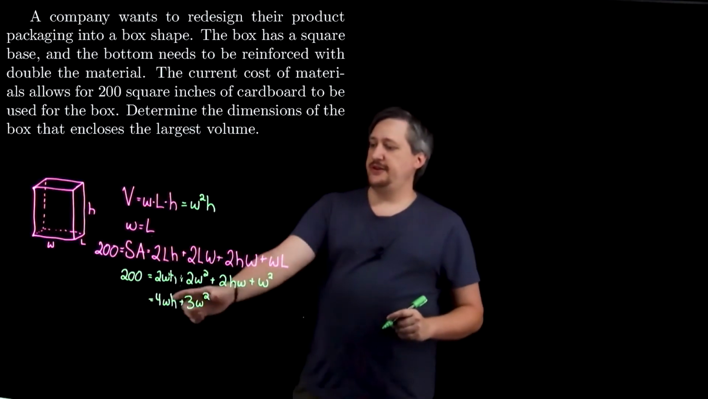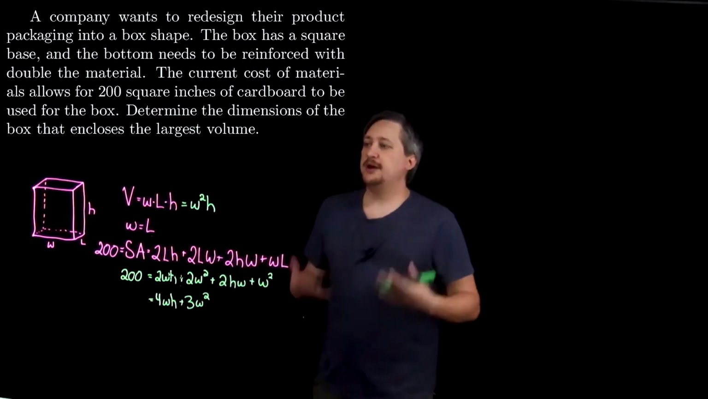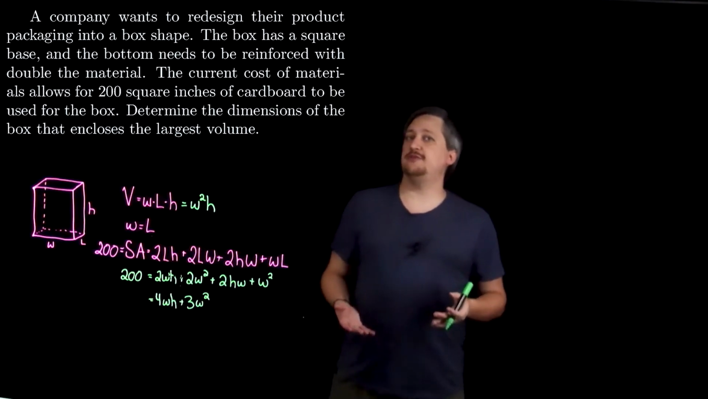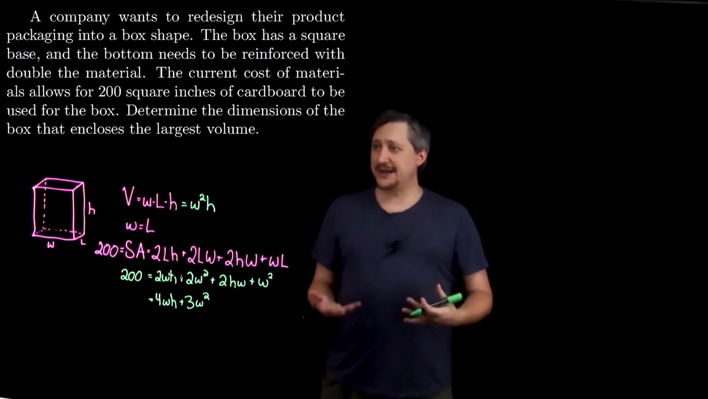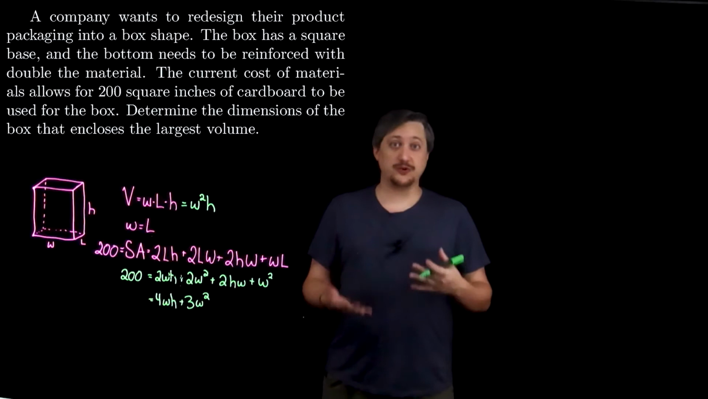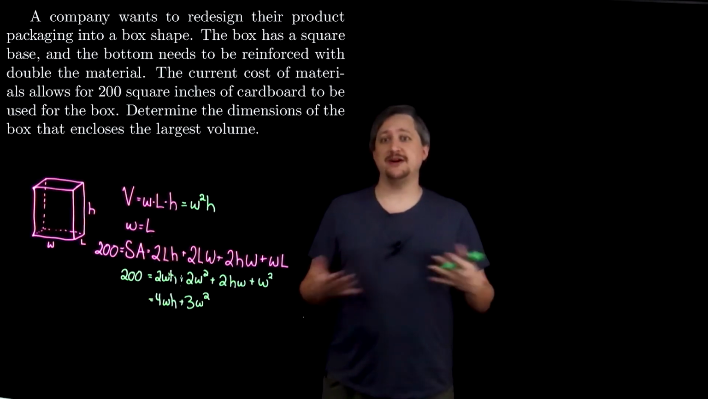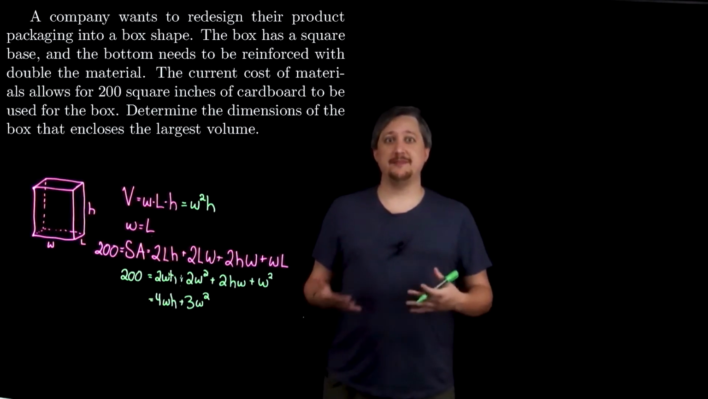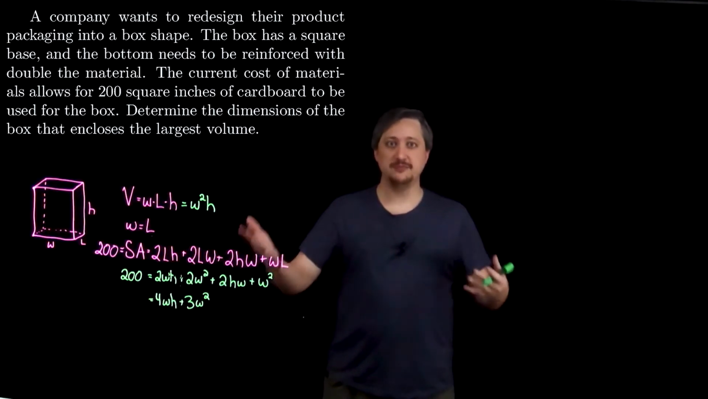So now, these are my 2 equations. Now my goal is to optimize the volume, right? But again, if I had just one variable, one unknown, I could use my calculus to find the maximum or minimum, in this case the maximum of the volume.